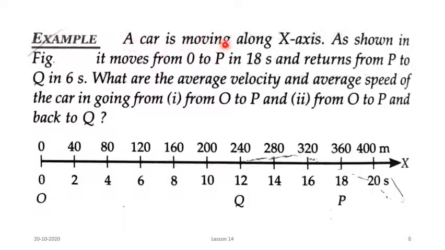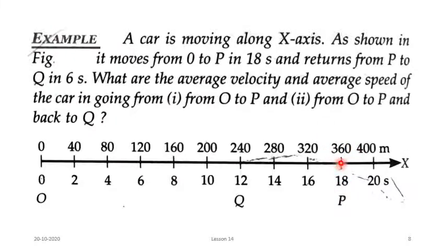A car is moving along the x-axis as shown in the figure. This is your x-axis. It moves from O to P in 18 seconds and returns from P to Q in 6 seconds. That means this car moves from position O to P in 18 seconds and it covers 360 meters.